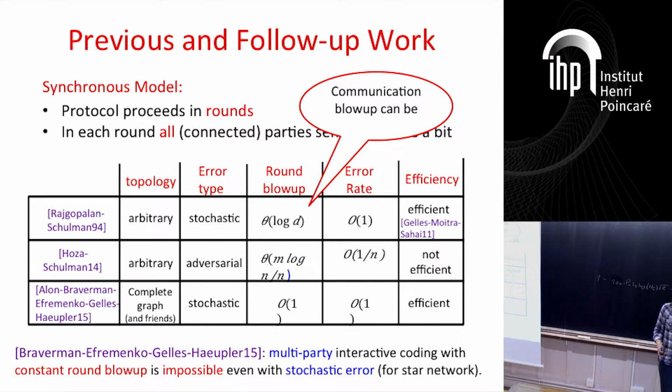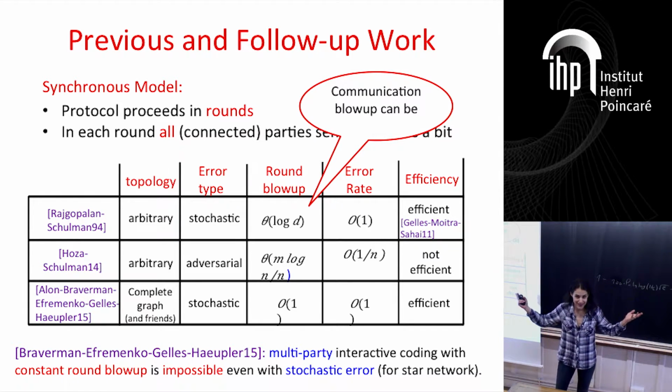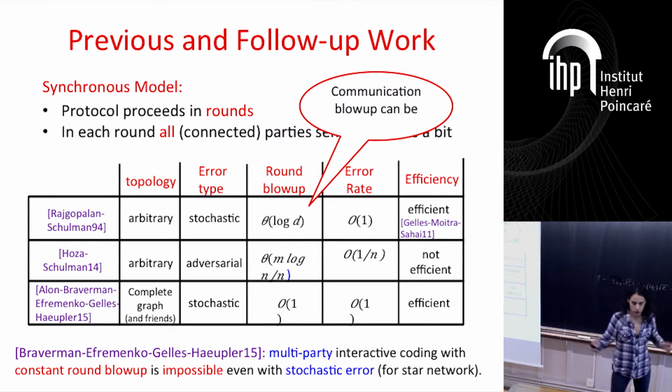But then after our work, there have been a bunch of follow-up works. So the first one is a paper by Hoza and Schulman, where they also did adversarial noise, like we do, but they considered, again, arbitrary topology. They did not want to make any restriction on the topology. But again, there was a blow-up in the rounds, and the blow-up in the rounds was m log n over n. n is the number of nodes in the graph, the number of players. m is the number of edges. And again, this is round blow-up. So if you think of communication, this can blow up much more, by m, so m squared log n over n. And their error rate was the same as ours, and the result was not efficient. They used tree codes, which makes it not efficient.